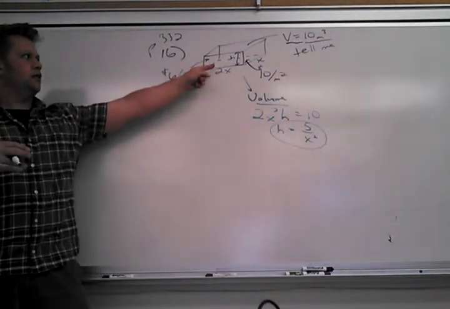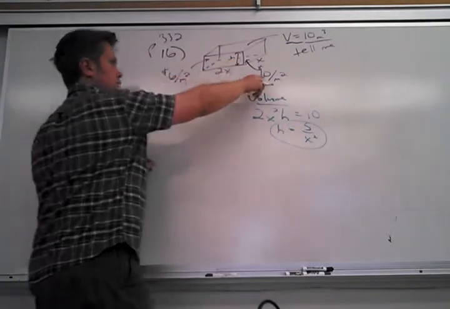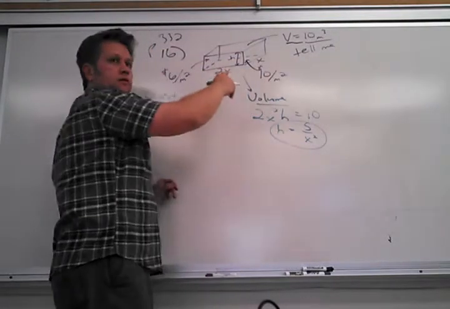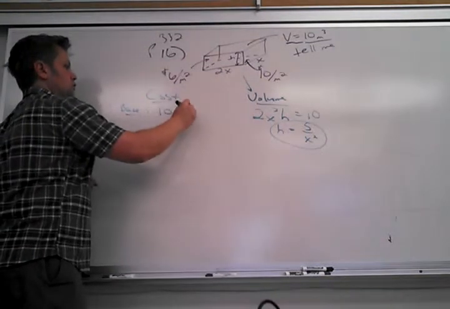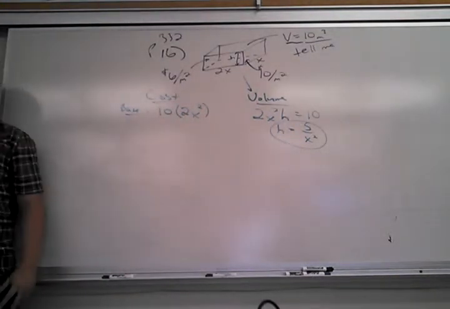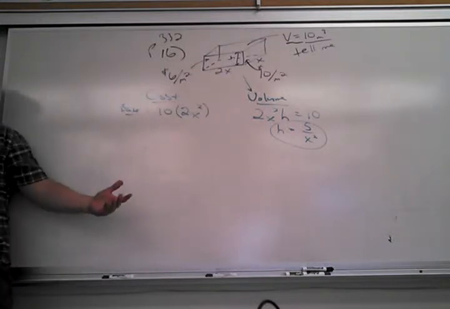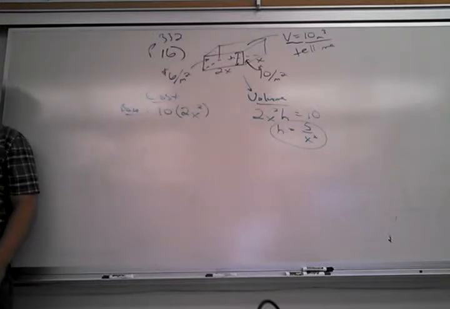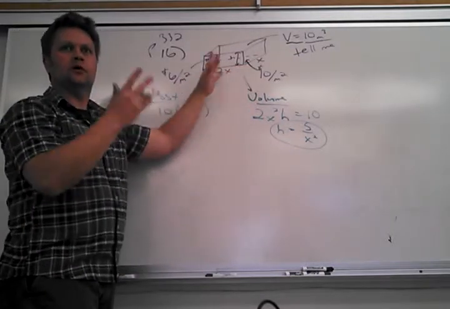So what's the cost, for example, for the base? $10 per square meter. And what's the area of the base? 2x squared. So the base will be 10 times 2x squared. Is that cool? $10 per square meter times its area will be the total amount of money it costs to make that base. It costs more money for the base. I don't know what they've got down there, diamonds maybe, but who cares? How come it's 2x squared? It's the area of the base, 2x squared, not the volume.